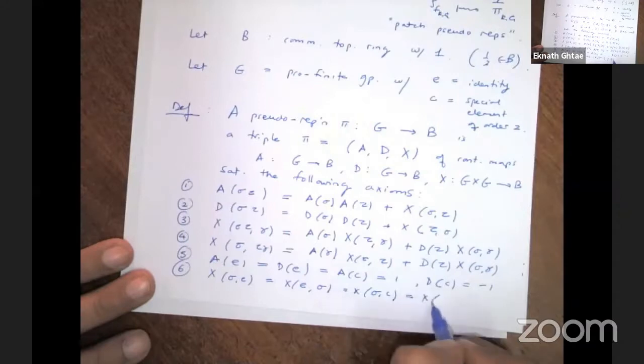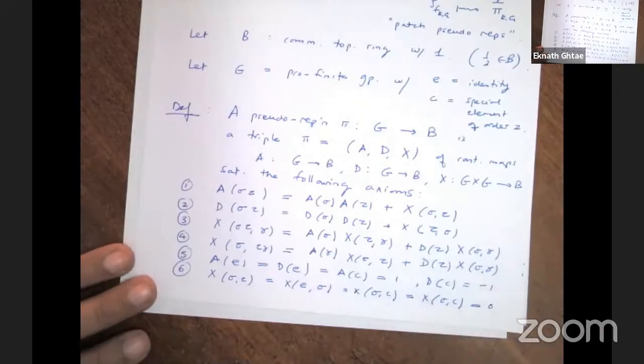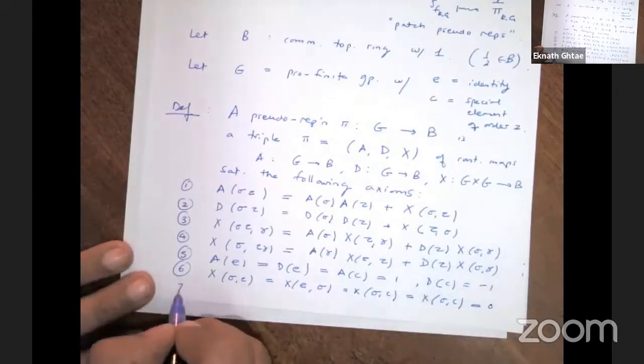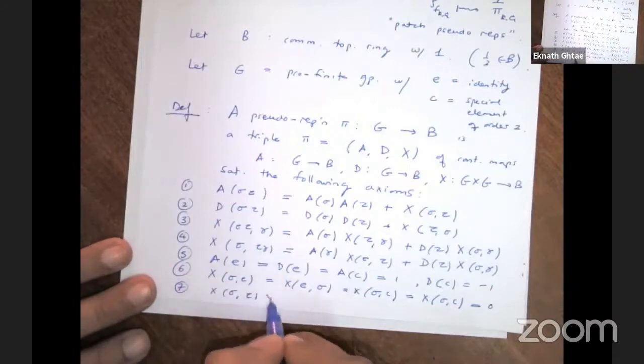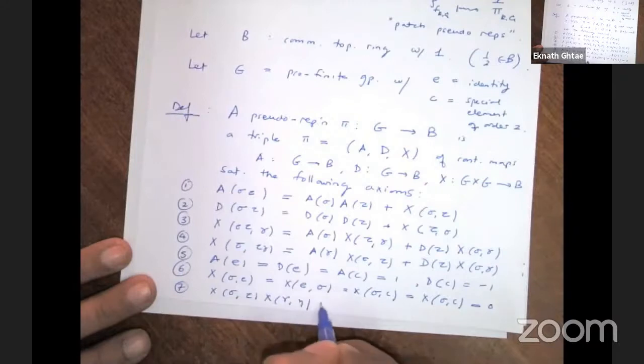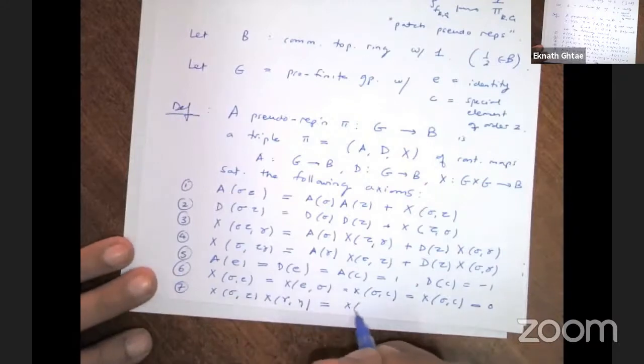This doesn't look right to me, actually. x of sigma times E. I didn't check each one of these individually for standard Galois representations. I should have probably. For all sigma, tau, gamma, eta belonging to G. So sorry about that, but there are these 7 axioms.